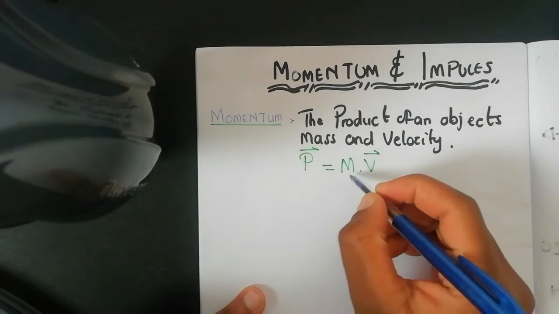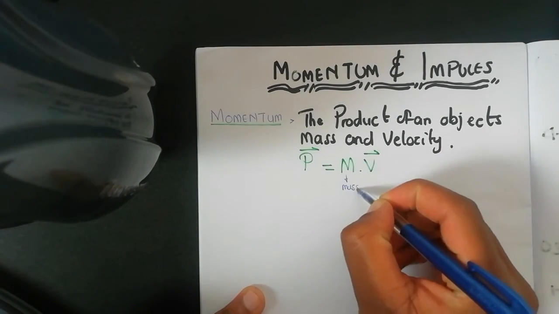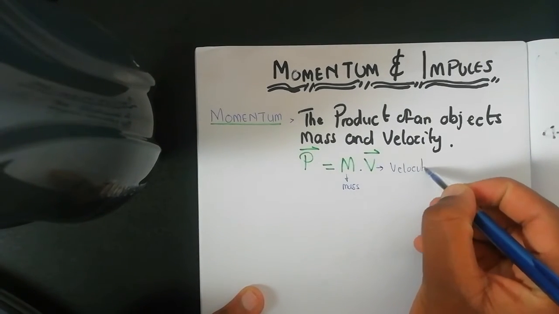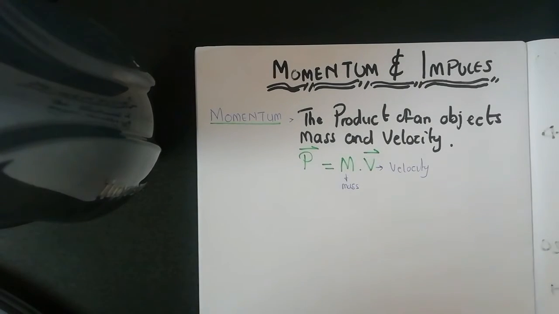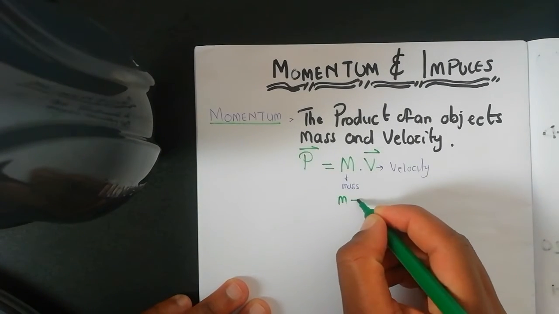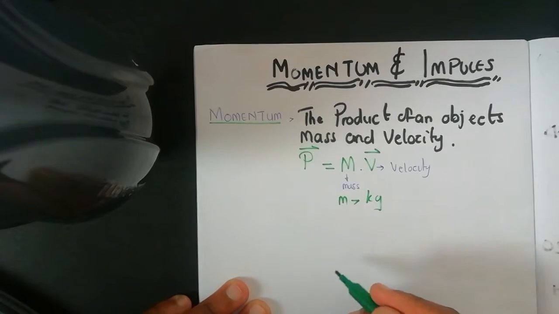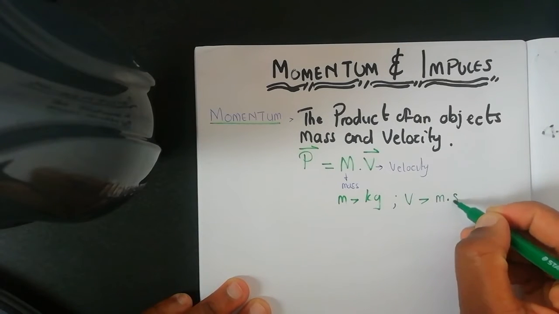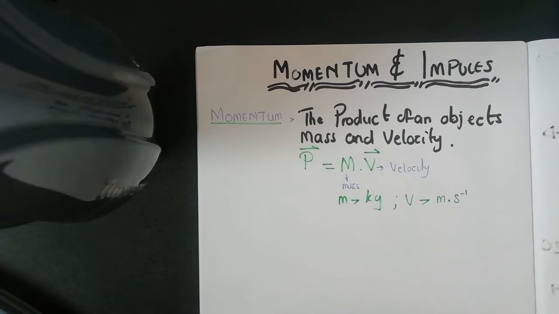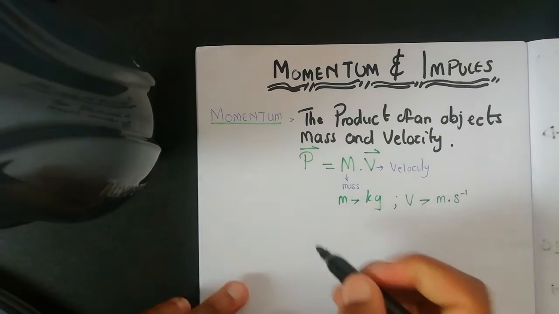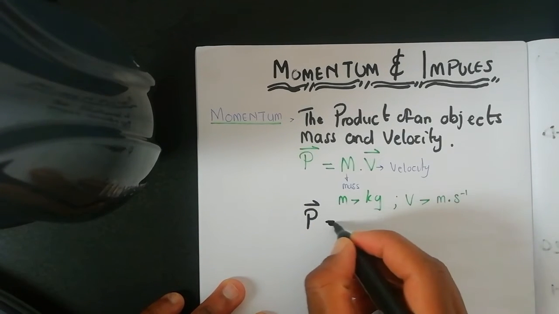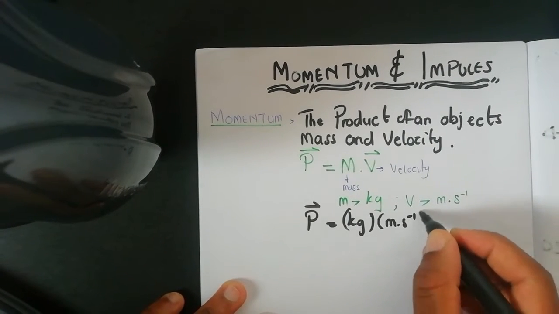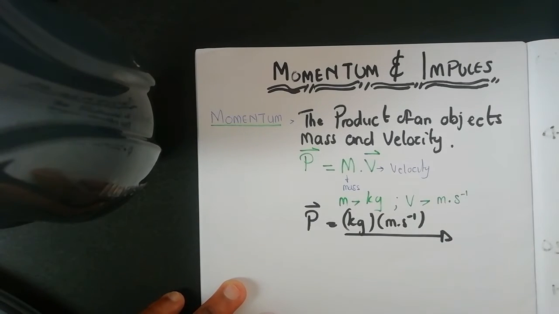So m is the mass of an object, and v is the velocity of an object. Right, so m is measured in kilograms, and v, which is the velocity, is in meters per second. Therefore momentum will be kilograms times meters per second. Those are the units of momentum.